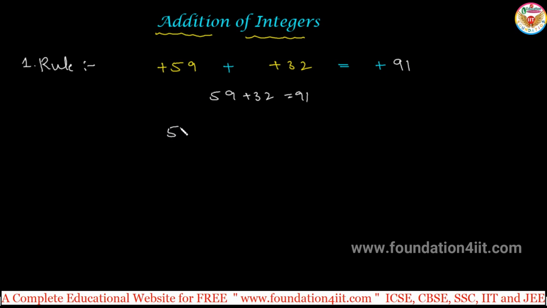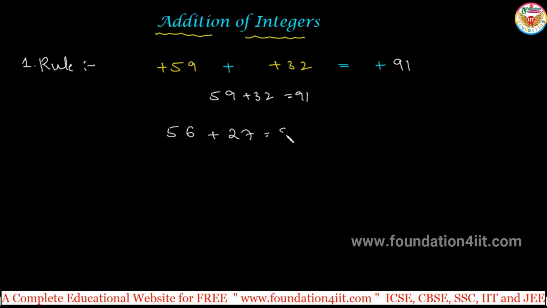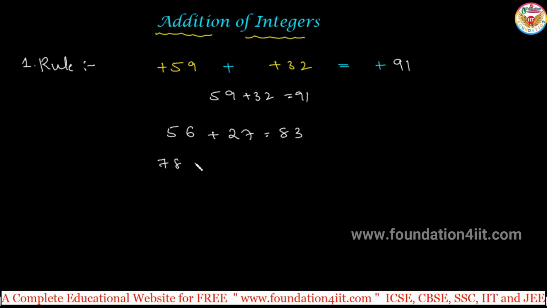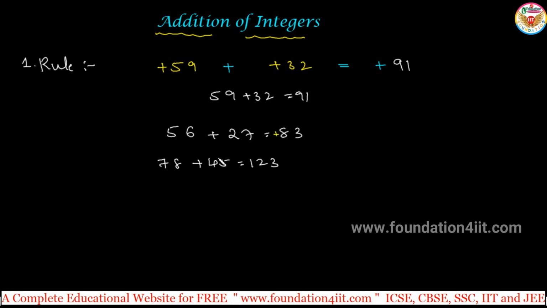Simple. Let us take 56 plus 27. So 83. Simple. So normal addition we can do. Both the integers, even like 78 plus 45, 123. So instead of always keeping the positive sign before, it is not necessary. 123. Right, this is the first one.